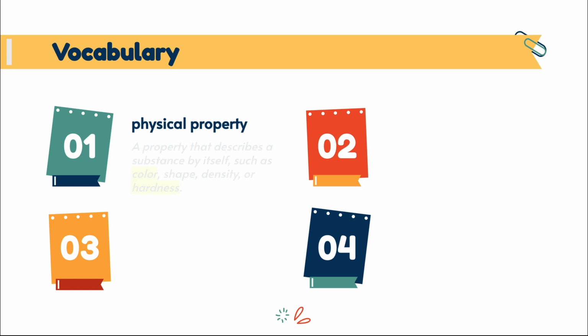Physical property. A property that describes a substance by itself, such as color, shape, density, or hardness. If you see a word highlighted in yellow, that means it's a word that you need to type in your notes that you copied. So pause the video if you need to and add them to your notes. Your notes may be collected and graded, so be prepared.